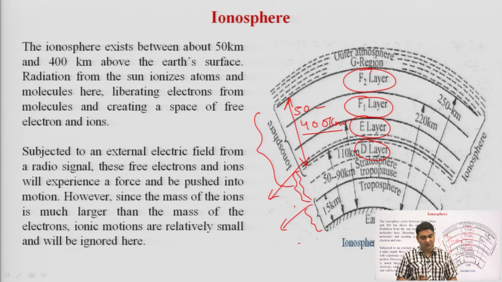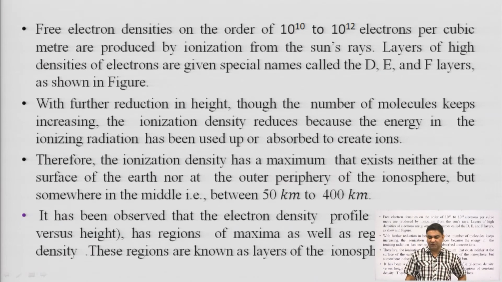Just because of the presence of different ionizing agents like alpha, beta, gamma, cosmic rays, ultraviolet rays, and different molecules and gaseous components, all these are responsible for providing stable ions in the ionospheric region. Free electron densities on the order of 10 to the power 10 to 10 to the power 12 electrons per cubic meter are produced by ionization from the sun's rays.